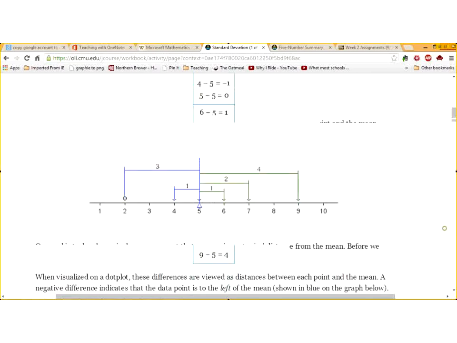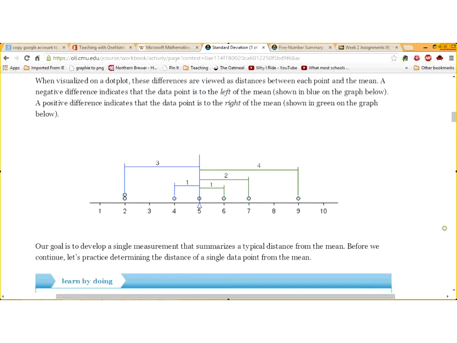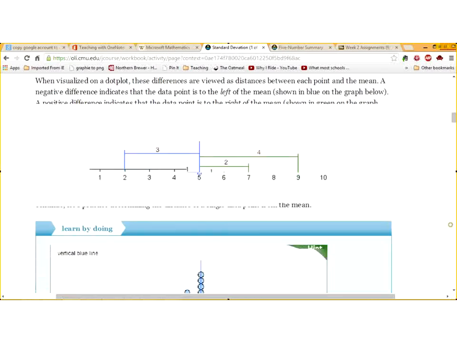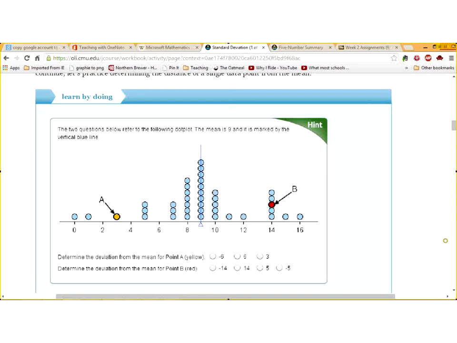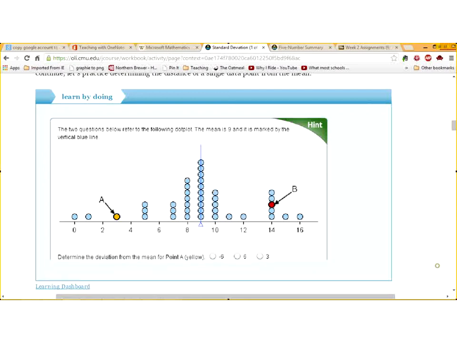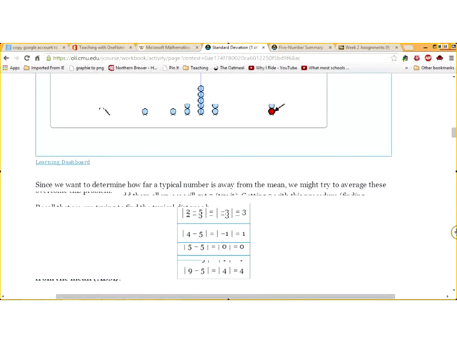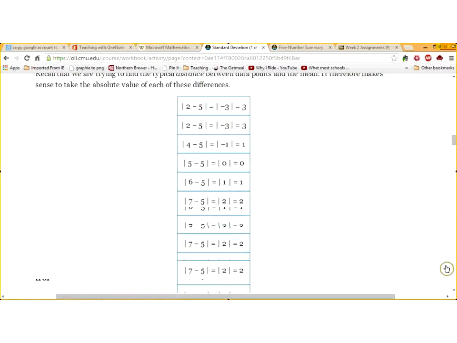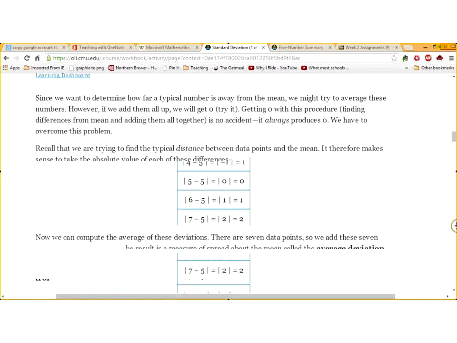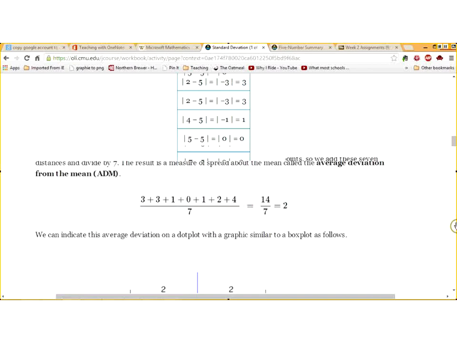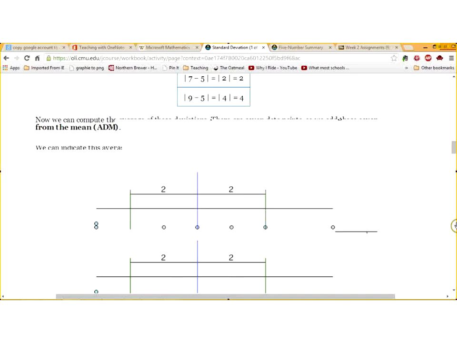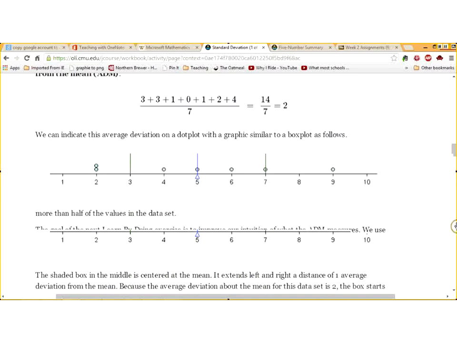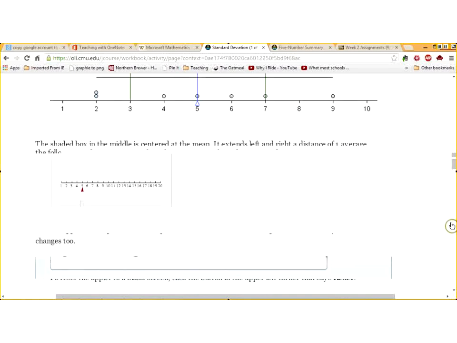And then points with positive deviations are above the mean. And then there's pictures of the deviations. The blue ones would be negative deviations, the green ones would be positive deviations. Okay? And so they're asking you to calculate deviations for some values on these dot plots. That's pretty straightforward. So one thing they do then is they take the absolute value of each of those things and then average them together. And then you can say that the average deviation from the mean is 2 units. So on average, the points are 2 units away from the mean.